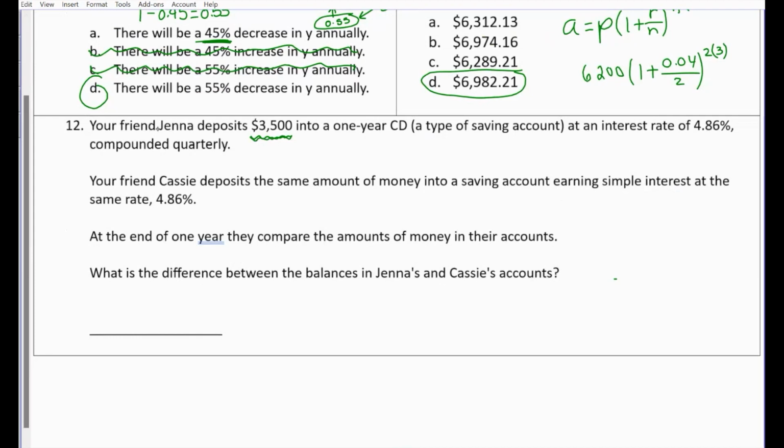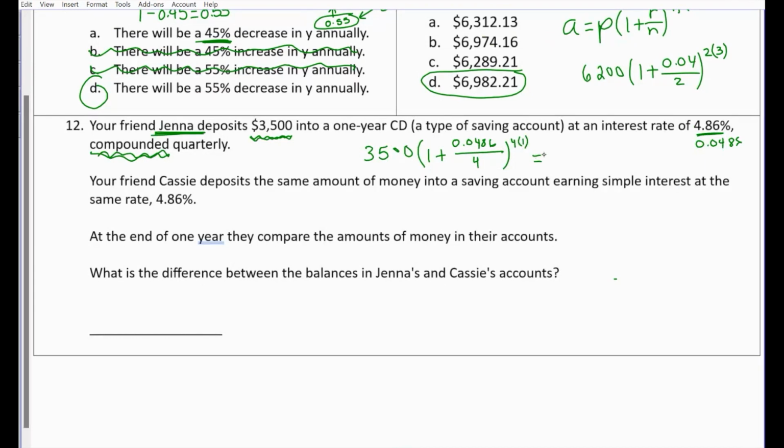So Jenna's money was compounded quarterly. So that means we're going to be using our compounding formula, which means we start with the 3,500. 1 plus, our rate is 4.86%, which as a decimal is 0.0486. So we can put that on top. Now it was compounded quarterly, which means that's going to happen 4 times in a year. So we can divide that by 4. And it's going to be over the course of 1 year.